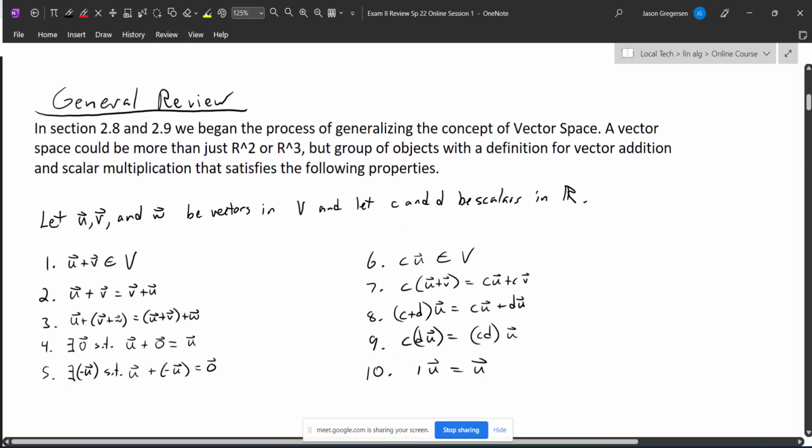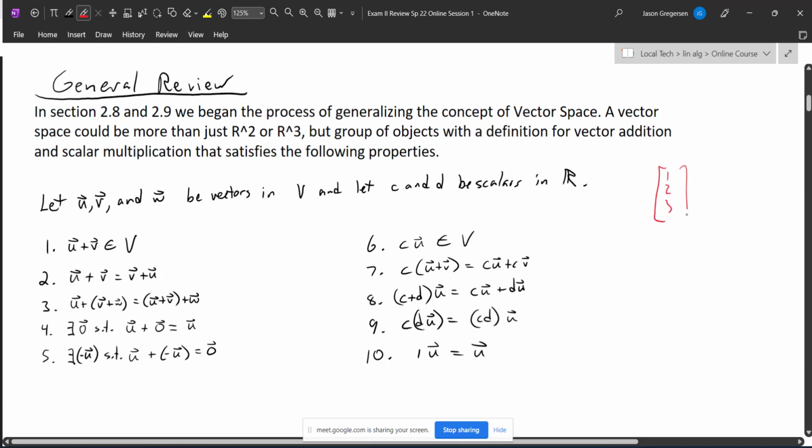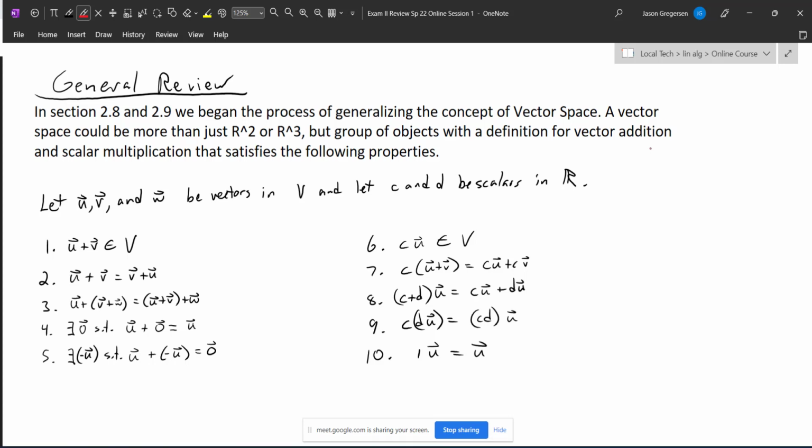All right, so 2.8 and 2.9, we got started with the idea of generalizing the concept of the vector space. So instead of just thinking about vectors as vectors in R3 or R2, we started to think of them as any collection of objects where we define vector addition and scalar multiplication that satisfy our big 10 properties. So they could be polynomials, they could be matrices, they could be fruit. If we defined addition, defined scalar multiplication, and these 10 properties hold, we would have a vector space.